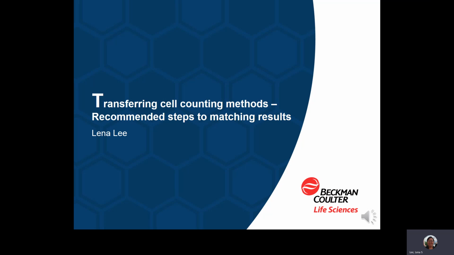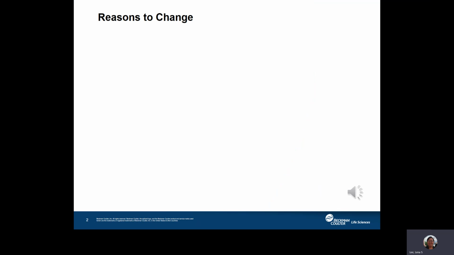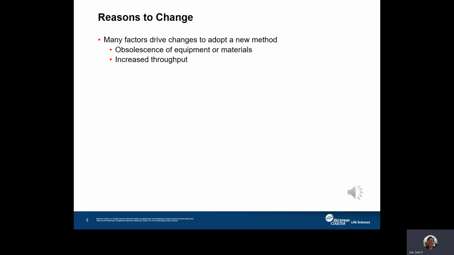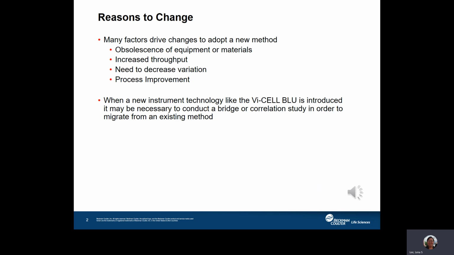Welcome to this short presentation on transferring cell counting methods, recommended steps to matching results. There are many reasons that drive adoption of a new method. It can be obsolescence of equipment or materials. You might need to increase your throughput, or you might need to decrease the variation in your current process, or just general process improvements. In our example, we recently released a new instrument called the ViCell Blue.